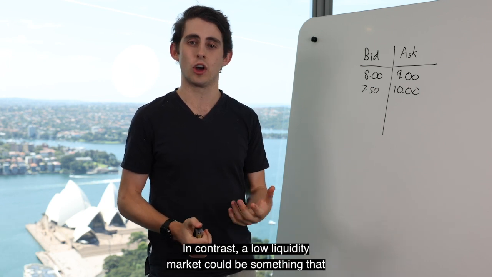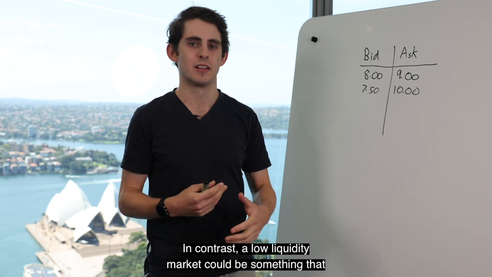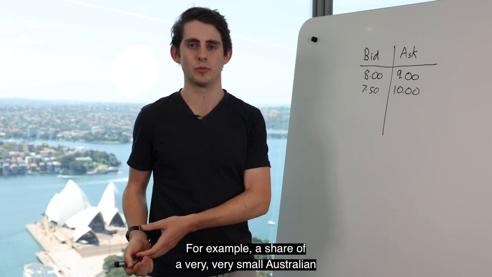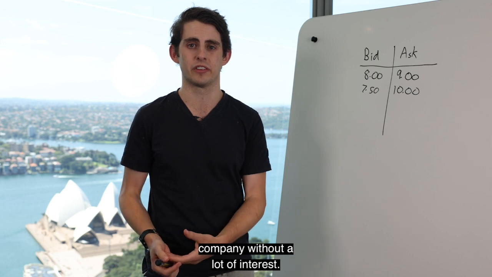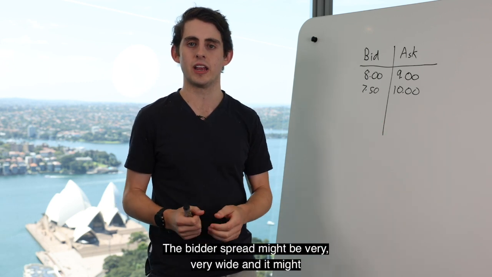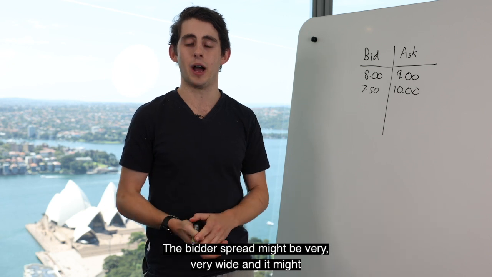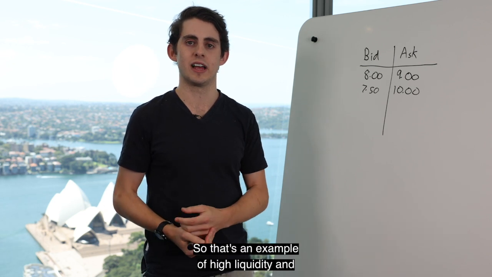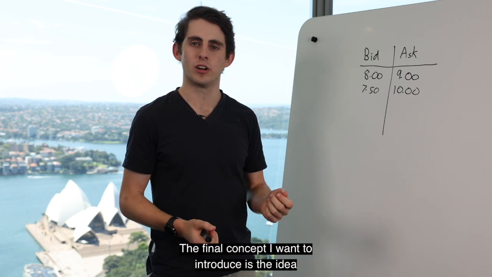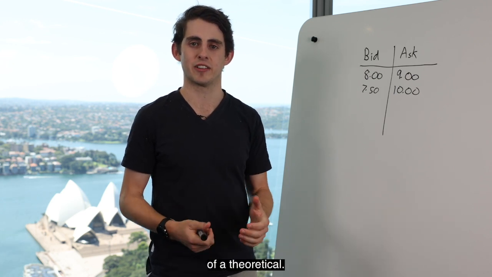In contrast, a low liquidity market could be something that people aren't as interested in trading. For example, a share of a very, very small Australian company without a lot of interest. There might not be a huge amount of bids or offers. The bid-ask spread might be very, very wide, and it might be quite expensive to trade. So that's an example of high liquidity and low liquidity markets. The final concept I want to introduce is the idea of a theoretical.